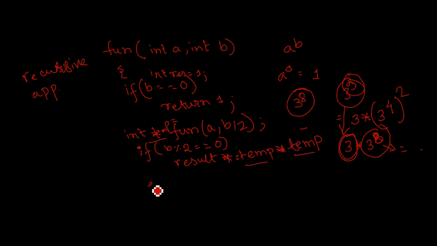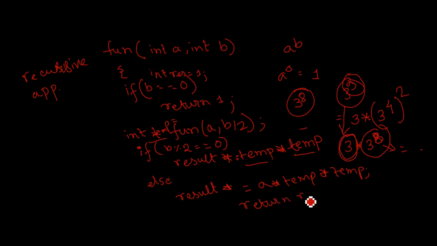Now at any point of time, if we find that it is an odd number, no worry, we will simply make it like this: a comma temp, and we will simply return the result at last. Okay, now I will quickly dry run it so that we have some clear understanding.